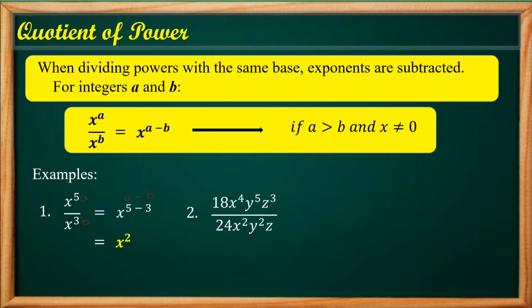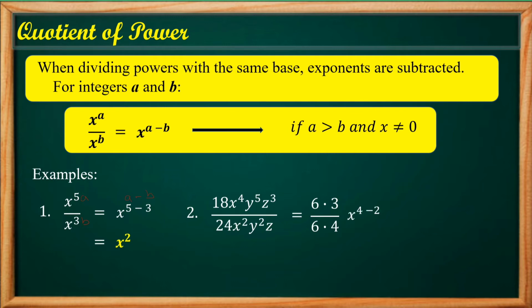Another example, if we will have here 18 x raised to the power of 4, y raised to the power of 5, z cubed over 24 x squared, y squared, z. Then directly factor out 18 and 24. That is 6 times 3, then 24 is 6 times 4. Or simply we are looking for the lowest term. Then the common factor is 6.